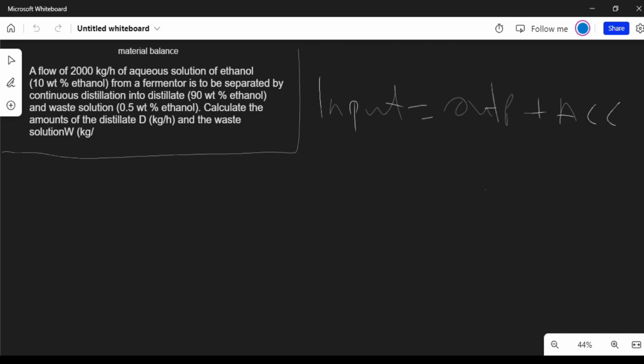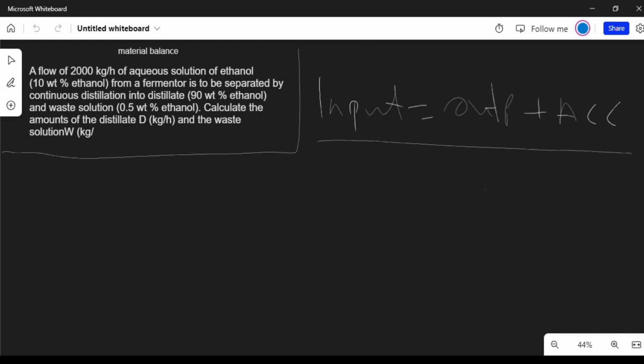So input represents the quantity of reactants or substrates or our raw materials that we pump into the fermenter or our system. And then the output represents the desired product or whatever waste that we produce out of our input. And then the ACC represents the accumulated reactants in the system. So this is the general relation that we usually use for mass balance, where we say that whatever we input into the system should be exactly equal to whatever we get out of the system. And should anything get accumulated in the system, we add it as well.